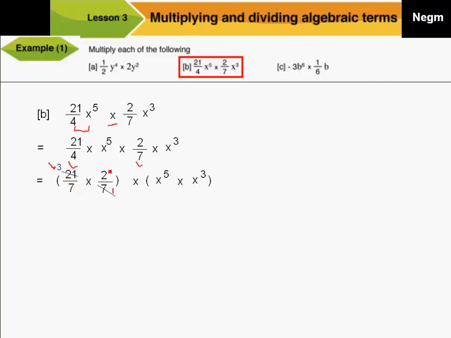So we have to multiply the numerators and denominators. This will be equal to 3 times 2 is 6, 7 times 1 is 7. This is the multiplication of the numbers. Here we have the same base, which is x. We have to add the indices or the powers. So this will be equal to x to power 5 plus 3 is 8, x to power 8. I think you can do C very easily as A and B.